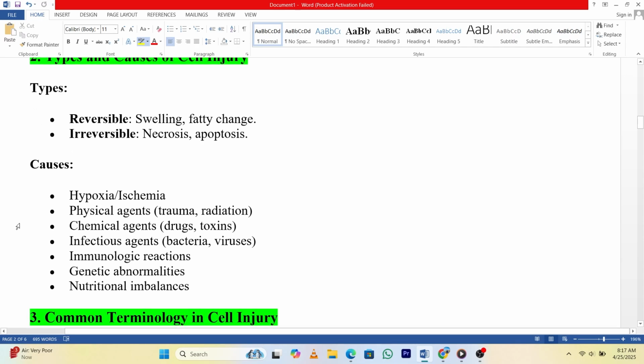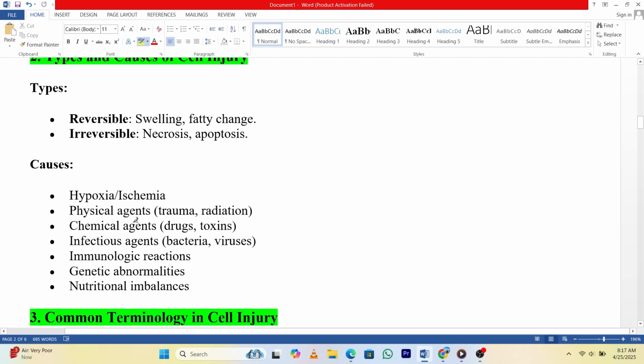hypoxia/ischemia. Physical agents: trauma, radiation. Chemical agents: drugs, toxins. Infectious agents: bacteria, viruses. Immunologic reactions. Genetic abnormalities. Nutritional imbalances.